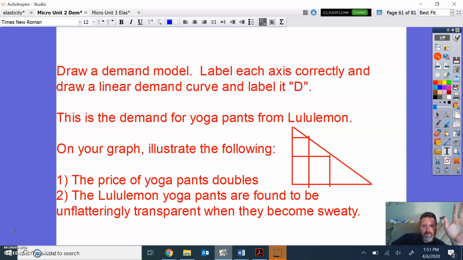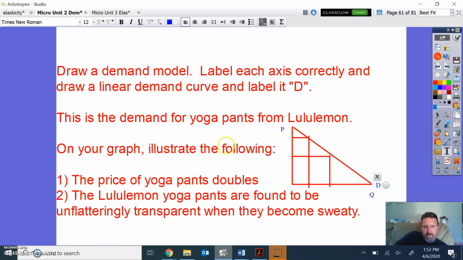Shifting demand curves. Okay, so let's do this example problem right here. I want you to draw a demand curve. So let me get my little things out here. Where's my arrow? There it is. Okay. There's my price. There it is. And there's my quantity. And there's my demand curve. Right? Okay. So here we go.